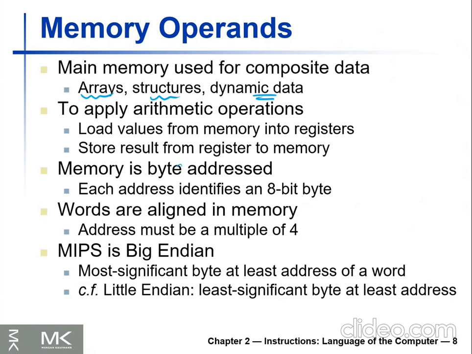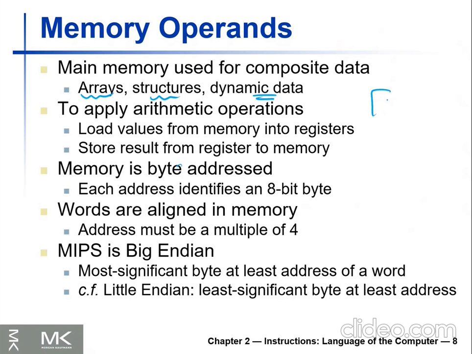So to apply arithmetic operations on these complex data types or variables, you must first load these variables from the memory to the registers, and then do your arithmetic, because again, arithmetic instructions only use registers. This is to simplify the design again. And then once you finish, you're gonna store back the result in the memory, if of course this is required.